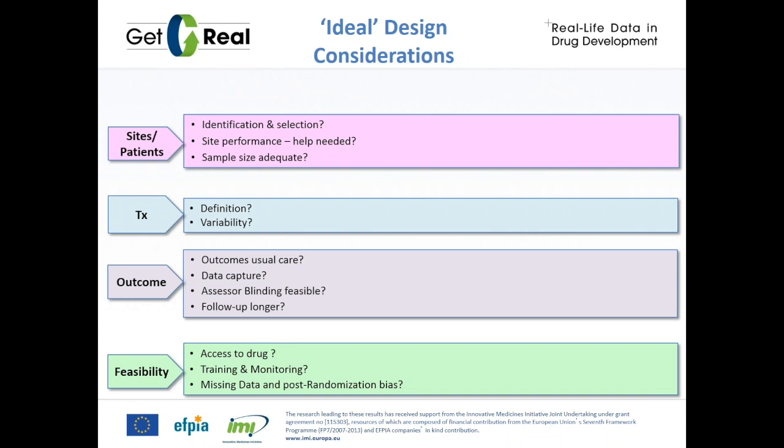Feasibility, very important question. How is the access to the drug? Who's paying for the drug? You need to consider the potential introduction of bias and impact on generalizability, depending on who's supplying the drug and how the payment approach is. The standard in a clinical trial is that the sponsor is supplying the drug and paying for the drug, but does this impact on the usual care? So does this impact on the generalizability? How much monitoring and training is required? We have a lot of things we need to do because a pragmatic trial is a clinical trial, but how can we reduce the impact on usual care?